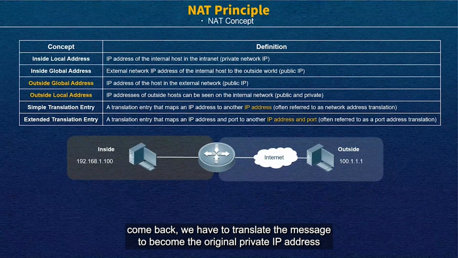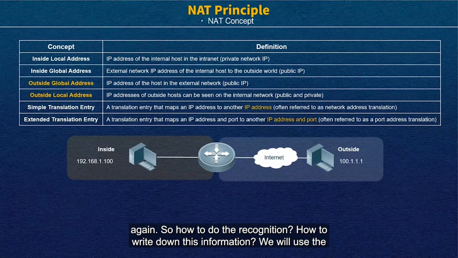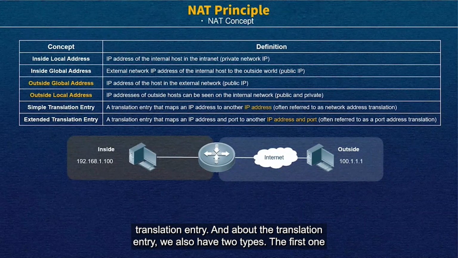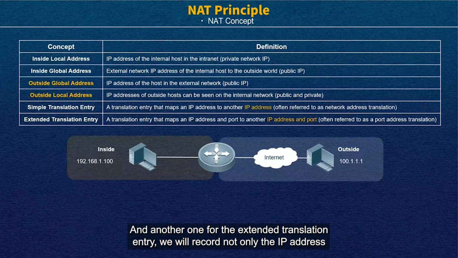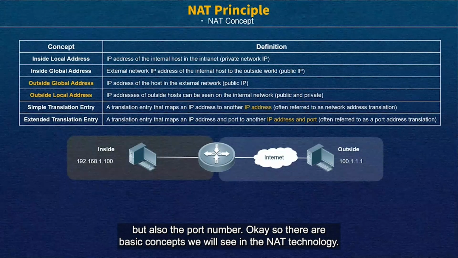We have to translate the message to become the original private IP address again. So how do we do the recognition, how do we write down this information? We will use the translation entry. And about the translation entry, we also have two types. The first one is simple. Simple means we only provide the map that will record the IP address information. And another one is the extended translation entry. We will record not only the IP address, but also the port number. Okay, so that is the basic concept we will see in NAT technology.